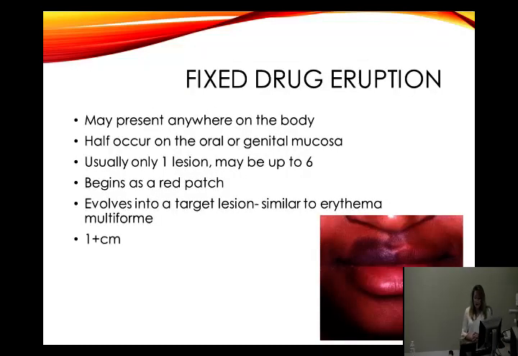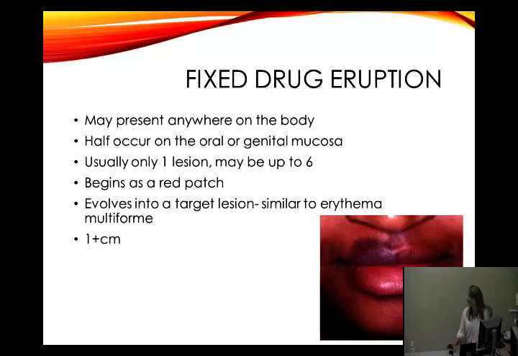So a fixed drug eruption is a little bit different. This too can present anywhere on the body, but about half of them occur on the oral or genital mucosa. Usually it is just one lesion, but it can be up to 6 different lesions. It usually begins as a red patch, evolves into this target lesion. So it actually will look a lot like erythema multiforme, which we are not going to discuss today, but you could Google that if you wanted to see what the difference is.